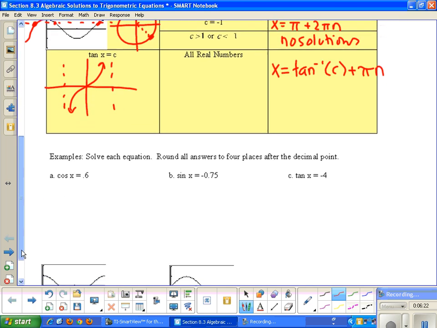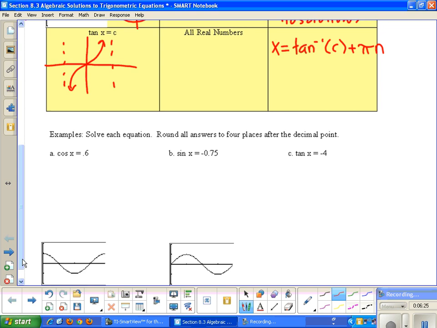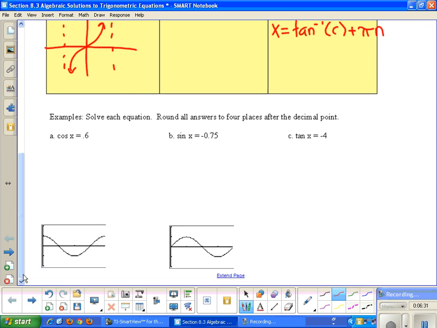So that's kind of a nice overall picture of how we solve these equations. So let's go ahead and start to solve some. For this first part, it says solve each equation, round your answers to 4 decimal places. So we have the cosine of x is equal to 0.6. Graphically, if you think about this, 0.6 would be somewhere in here on my graph. And so again, we know that we're going to hit here and here. So two answers for one length of the period of my graph.